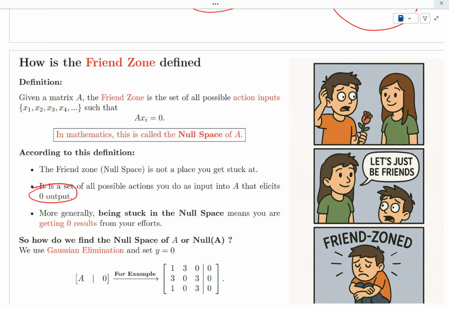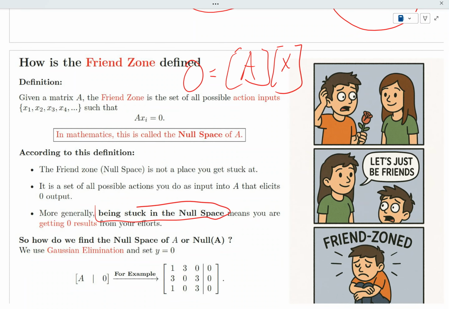And this idea could be generalized. So A doesn't have to be a person, and x is an action. A could be anything you're trying to accomplish, and you're not getting the result you want, which is 0. You're getting nothing back. So in a general sense, if you're stuck in the null space, it means you're just getting no response back. You're getting a 0 for your efforts. Okay, so null space is not a place you generally want to be.